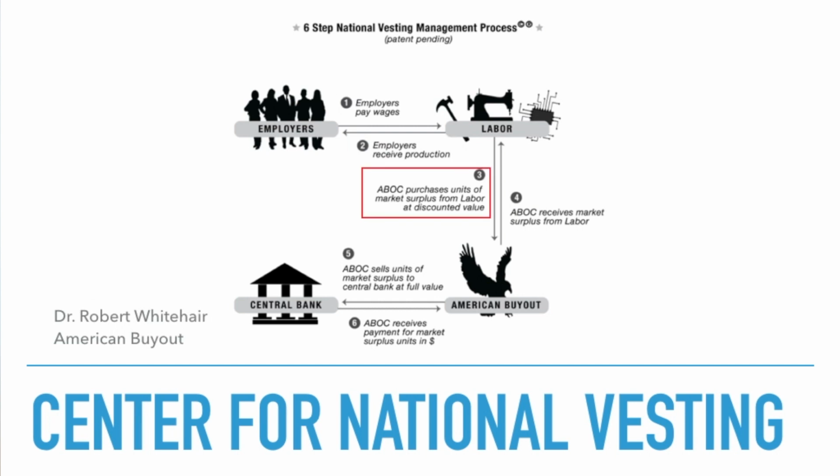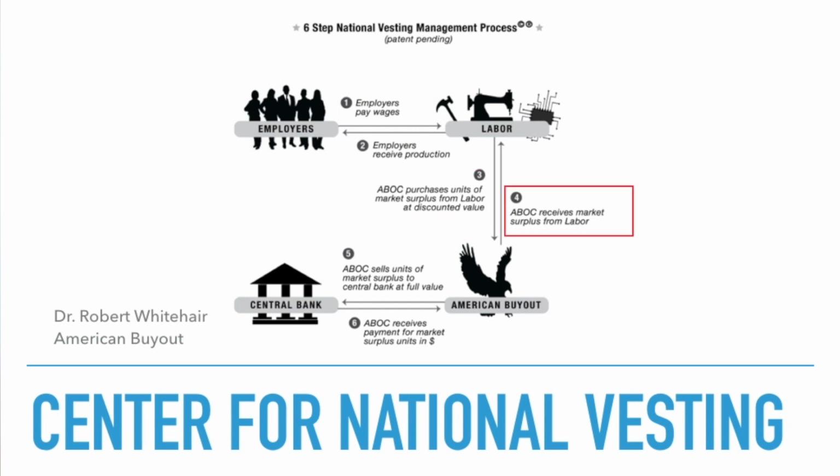Now, moving on to step 3, the ABOC, or the American Buyout Consortium, through a process of national vesting, supplements employee salaries based on the vesting schedule. The supplement is made in the form of a transaction whereby the consortium purchases units of market surplus from the employee. The units are purchased at rates below full market value. For the employee, these transactions represent normal taxable income. Please note that as with corporate income taxes, ABOC will provide immediate relief from personal income taxes. Over time, personal income taxes will be completely eliminated.